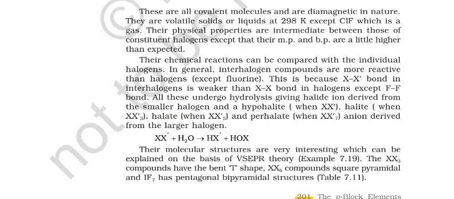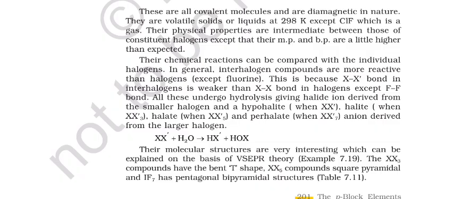Their physical properties are intermediate between those of the constituent halogens, except that their melting points and boiling points are a little higher than expected. Their chemical reactions can be compared with the individual halogens. In general, interhalogen compounds are more reactive than halogens. This is because the X-X' bond in interhalogens is weaker than the X-X bond in halogens. Except the F-F bond, all these undergo hydrolysis, giving halide ion derived from the smaller halogen and hypohalite, halate, and perhalate anion derived from the larger halogen. XX' plus H2O gives HX' plus HOX.